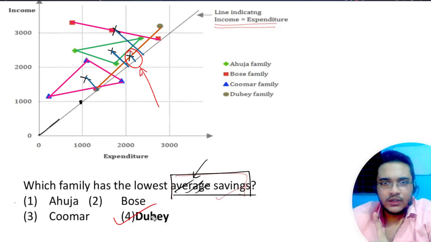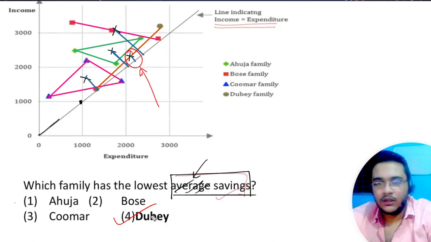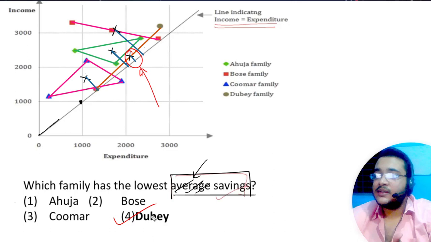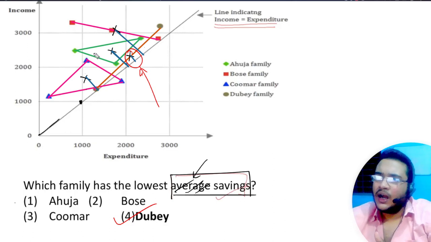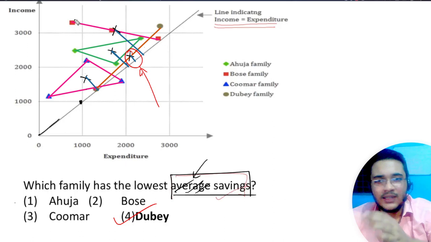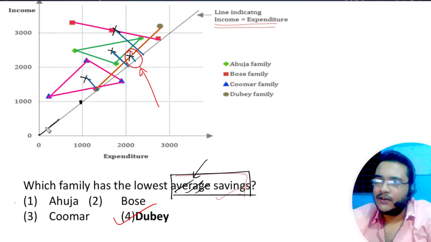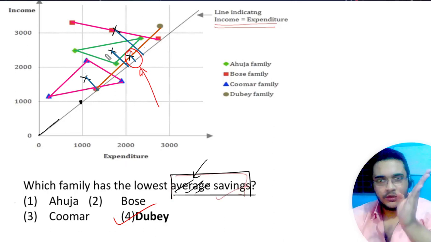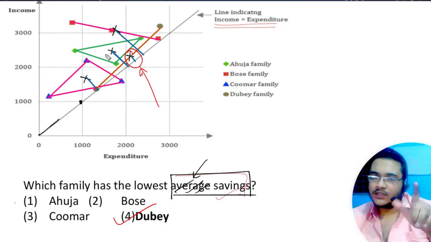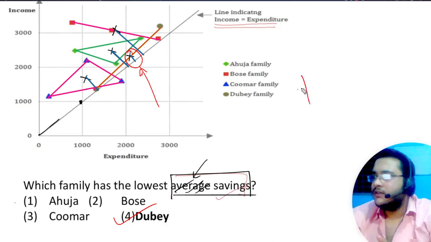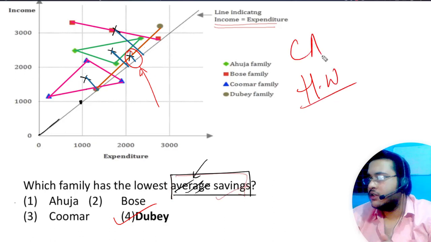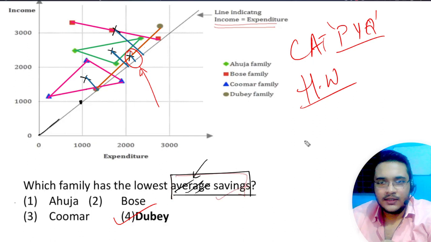Now there is one more question which has not been tackled by this PPT. That is, which family has the highest average saving or something of that sort. Again, you would have to do the same thing, or rather highest income or something of that sort. You just have to visualize the line and drop the perpendicular, and see which is making the major difference. So I would rather give you that as homework, because this is a CAT previous year question.